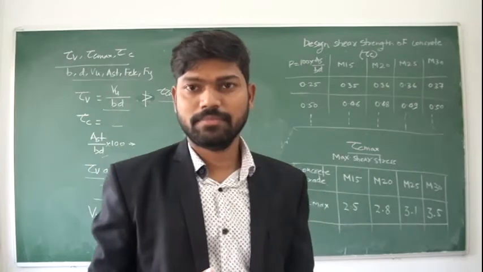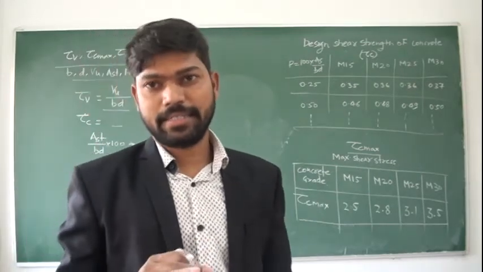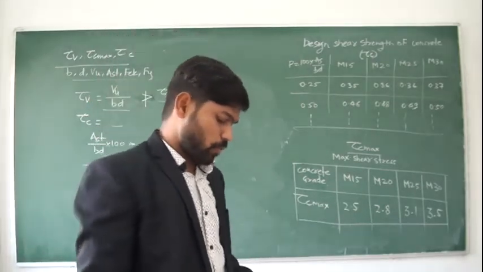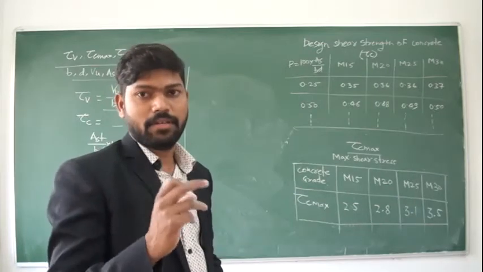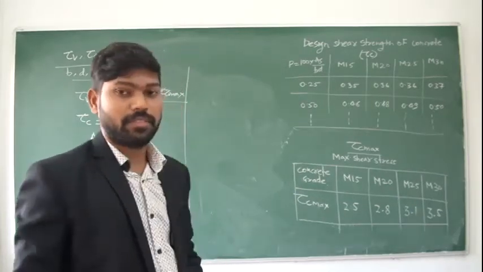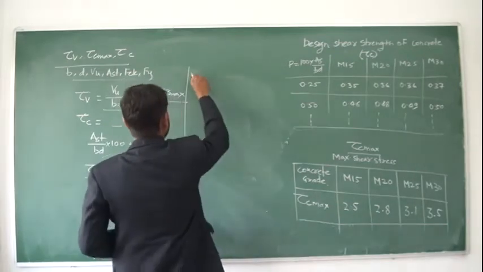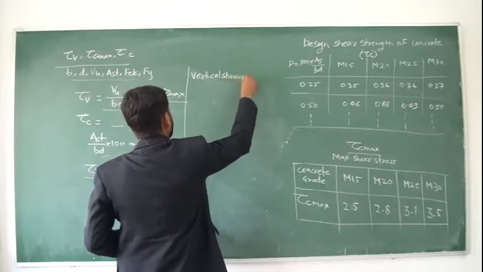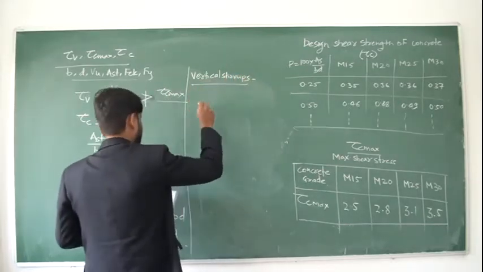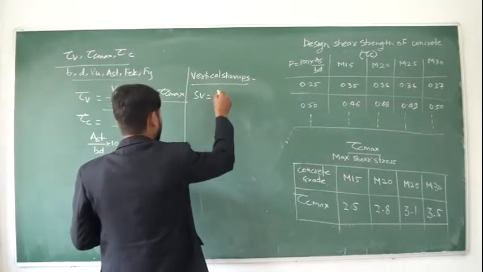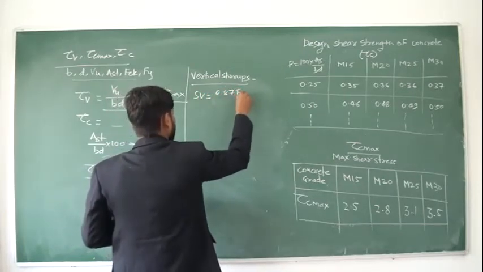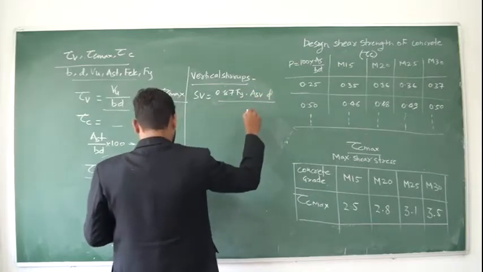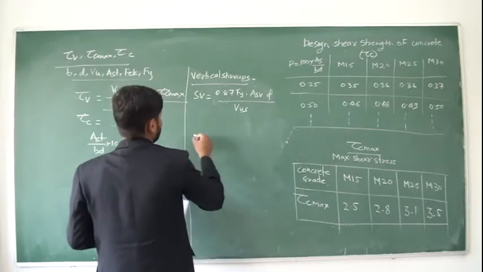One, vertical stirrups. Second, inclined stirrup, and third is the bent up bar. Okay. So for all these three forms, there are different formulas to calculate the spacing. Okay. So for vertical stirrups, SV can be calculated as 0.87 Fy ASV into D divided by VUS.